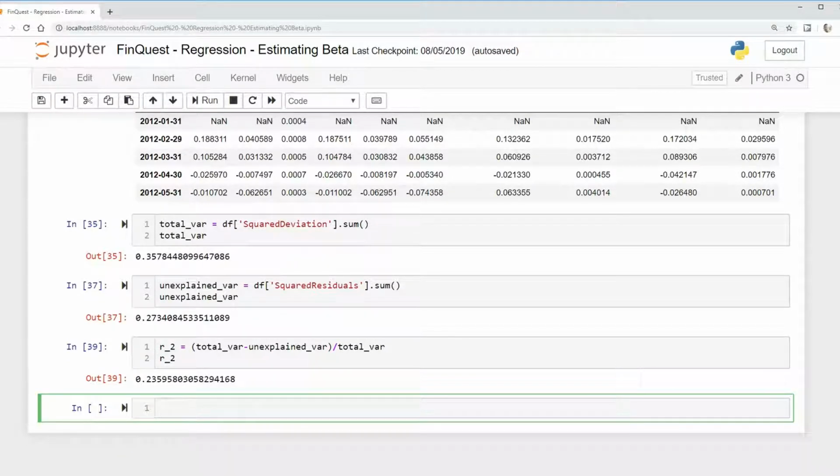So again, what is R squared, or the coefficient of determination, telling us? What is that statistic telling us? It is measuring the fraction of the total variation in the dependent variable, that is the Apple excess returns, that is explained by the independent variable, the market excess returns.